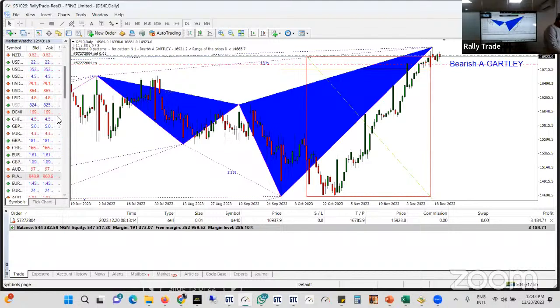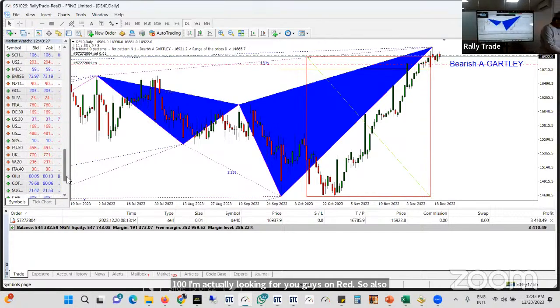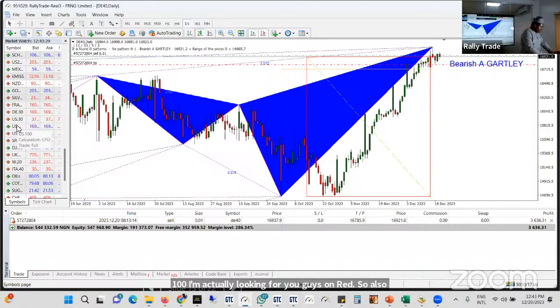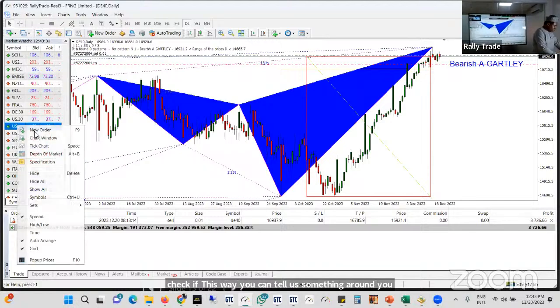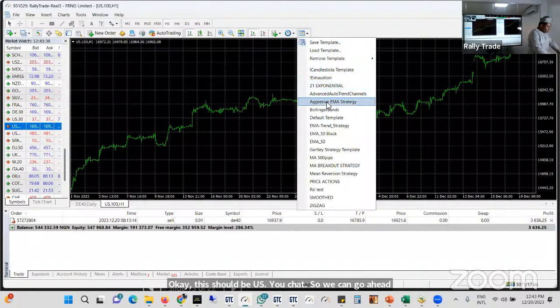US 100. I'm actually looking for US 100, so that I can also check if this strategy can tell us something around US 100. What is this one? Okay, this should be US 100. View chart. So we can go ahead and click here and load the strategy.